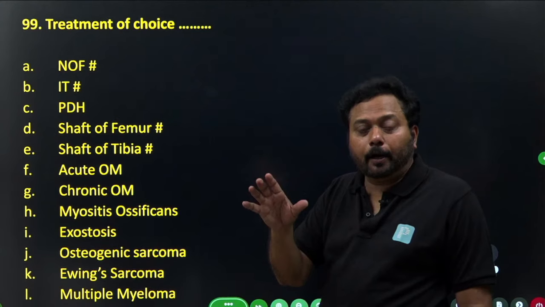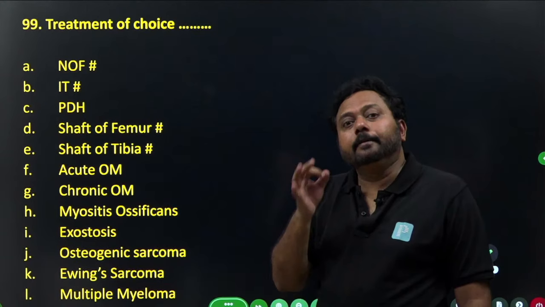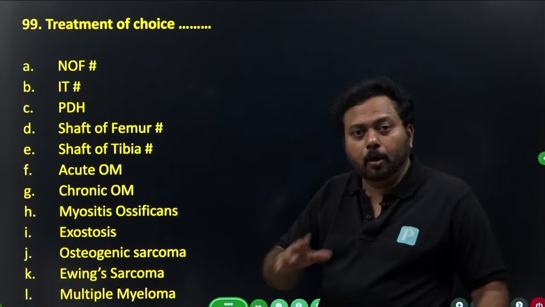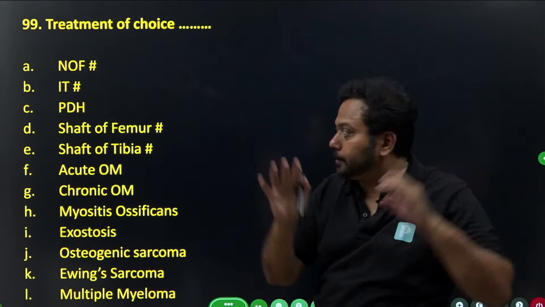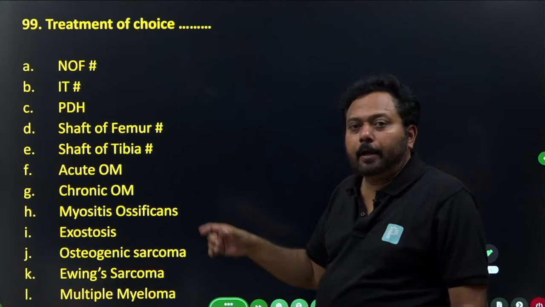Posterior dislocation of the hip: the method is the classical Watson-Jones technique, then Bigelow's method. Two methods you should know, because 50% of the books are voting for classical Watson-Jones, 50% for Bigelow's. This is going to be a controversial question. Have both in your mind, and we should pray to God both do not appear in the choices. Shaft of femur fracture, intramedullary interlocking nail. Shaft of tibia, intramedullary interlocking nail.